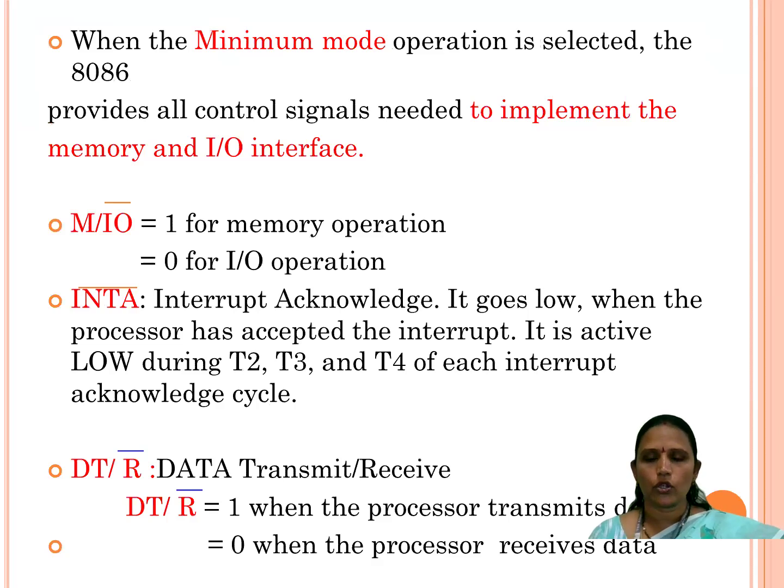INTA is the interrupt acknowledgement. Whenever it goes low, it means the processor has accepted the interrupt, as given by the interrupt acknowledgement signal. And the DT by R bar signal is the data transmit as well as receive signal. Whenever it equals 1, the processor is to transmit the data. If it is 0, it is going to receive the data.